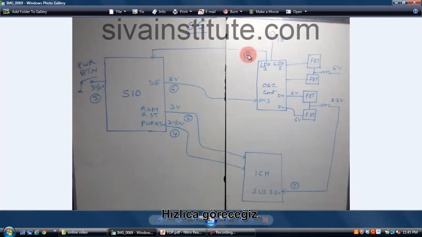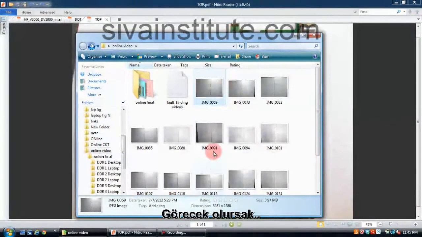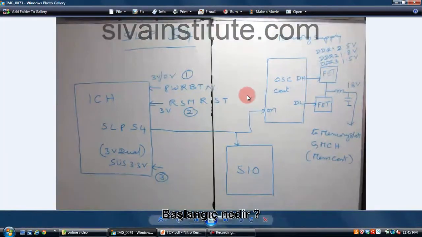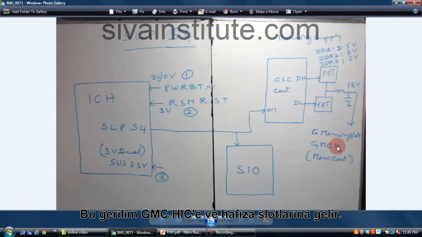All commands I will explain in this way. First you will see 1, 2, 3, 4, 5, 6, 7, last 7. You will check in this way. There is no voltage at this point. I will explain; this is a 1 hour class. Next, S4, the same way. What is the starting point, what is the ending point? S4 means the command comes out from the ICH, and that voltage goes to the GMCH and memory slots.